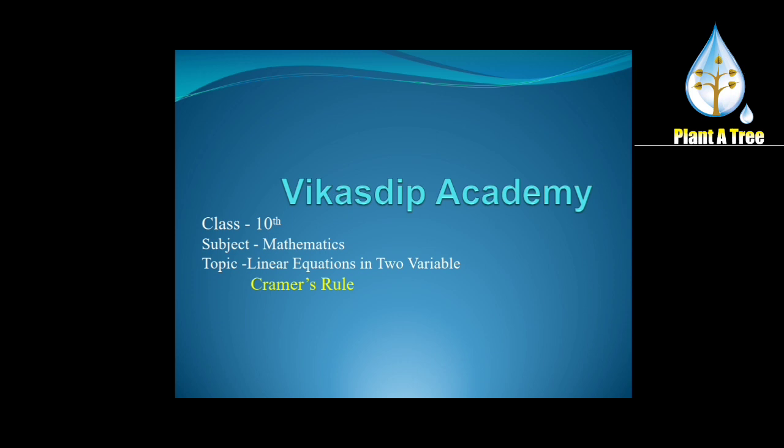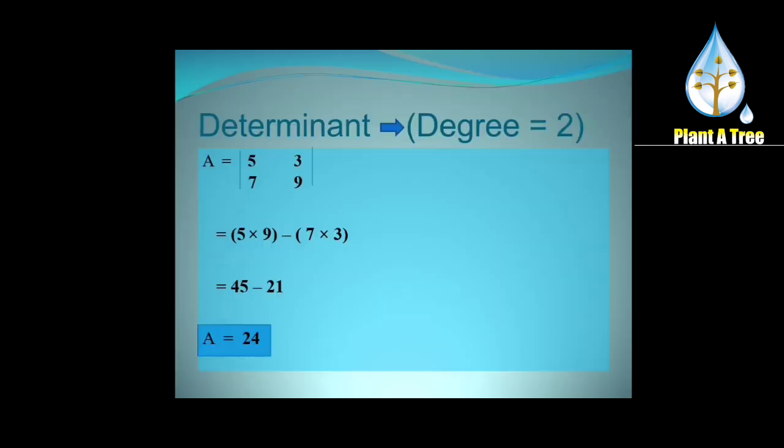I am Sandeep Wagh presenting a lecture on Cramer's rule. Cramer's rule is a part of linear equations in two variables, which is in the 10th mathematics chapter. So before going to Cramer's rule, we should know what a determinant is. A determinant is a set of numbers arranged in a systematic way, and we have to find the value of the determinant. Here I am presenting a determinant with degree 2.